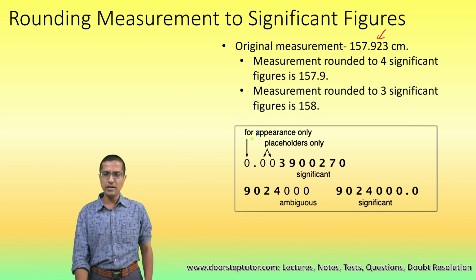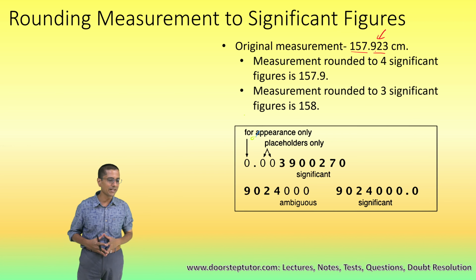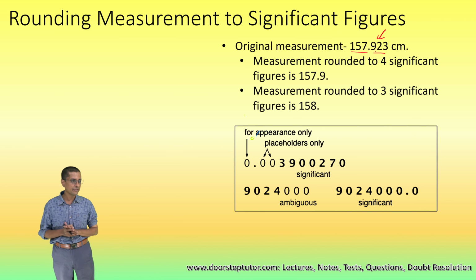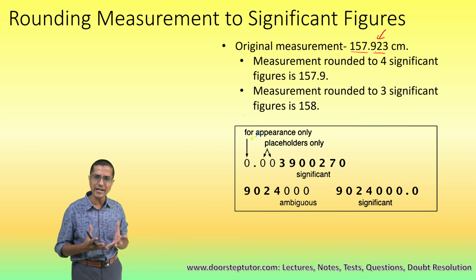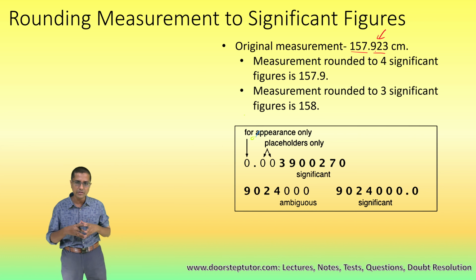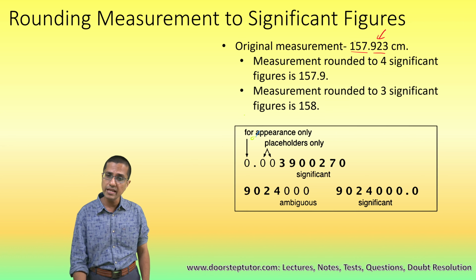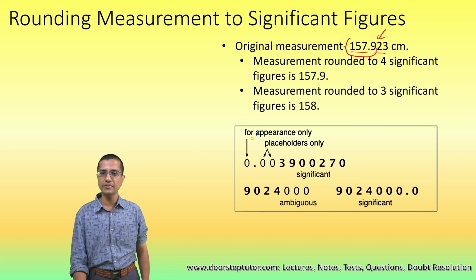Now later on it so happened that we found out that our laser apparatus had some problems and the measurement is not actually quite as accurate as we thought. So we are now trying to round this off, reduce the number of significant figures in this measurement to correctly reflect the accuracy of our apparatus.